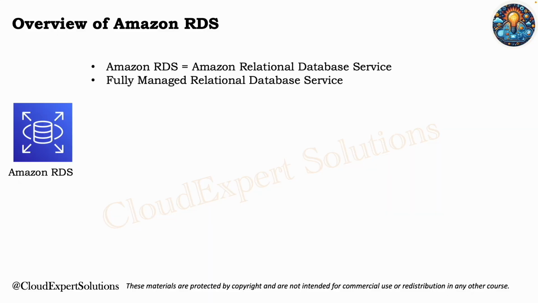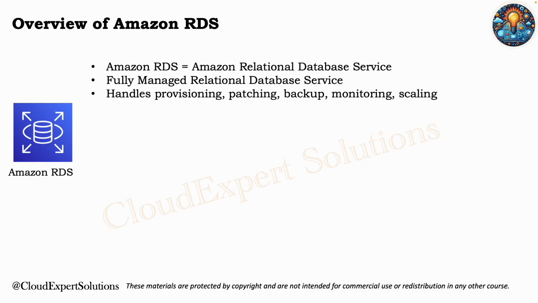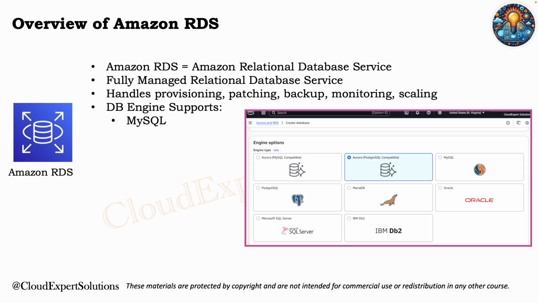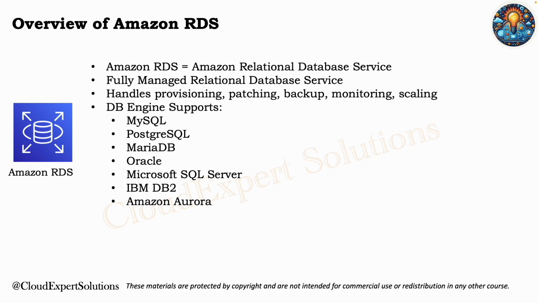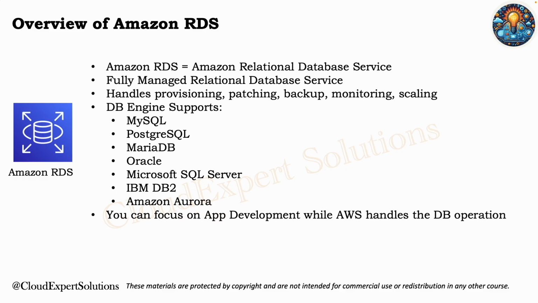It's a fully managed database service that takes away the heavy lifting of database administration. Instead of worrying about backups, patching, upgrades, and replication, which AWS does for you, you can concentrate on your application development. It supports popular database engines like MySQL, PostgreSQL, MariaDB, Oracle, SQL Server, IBM DB2, and Amazon's own proprietary platform, Amazon Aurora. In short, RDS allows you to focus on your application development while AWS handles the database operations.